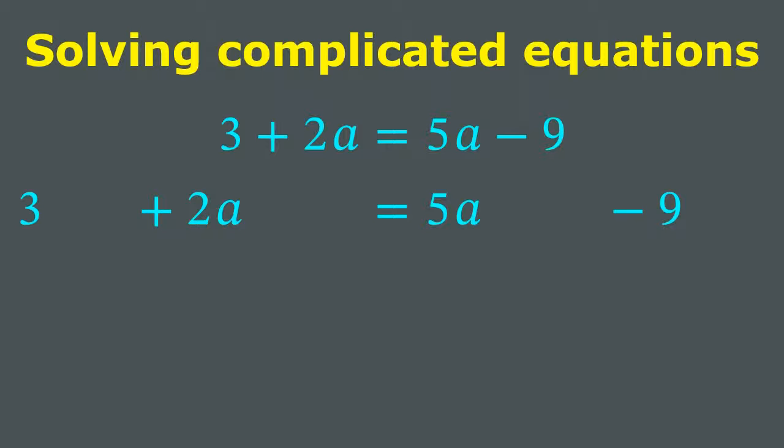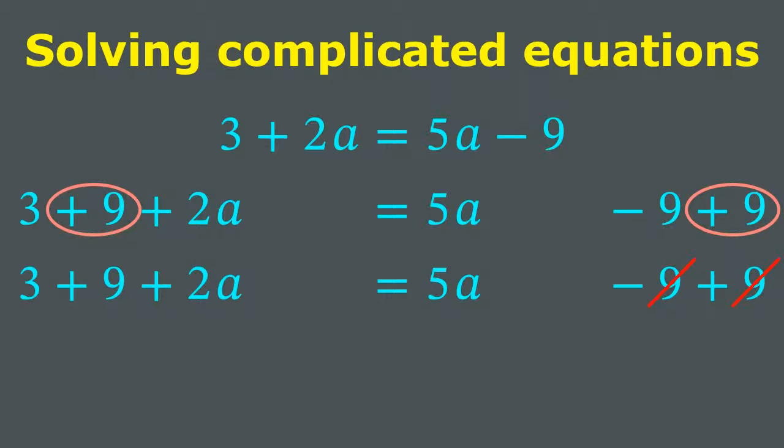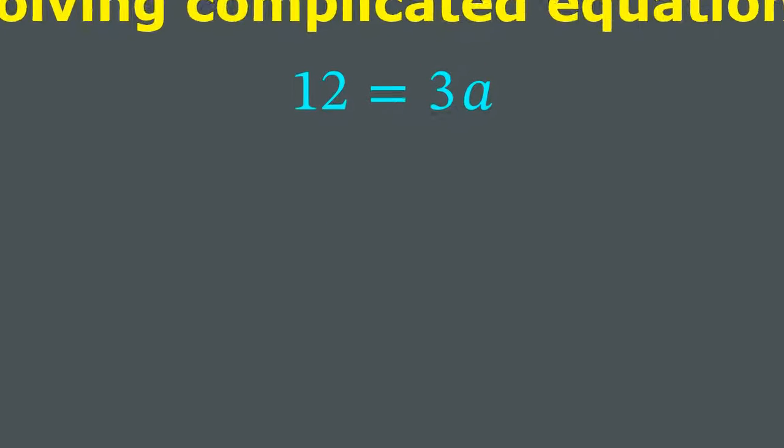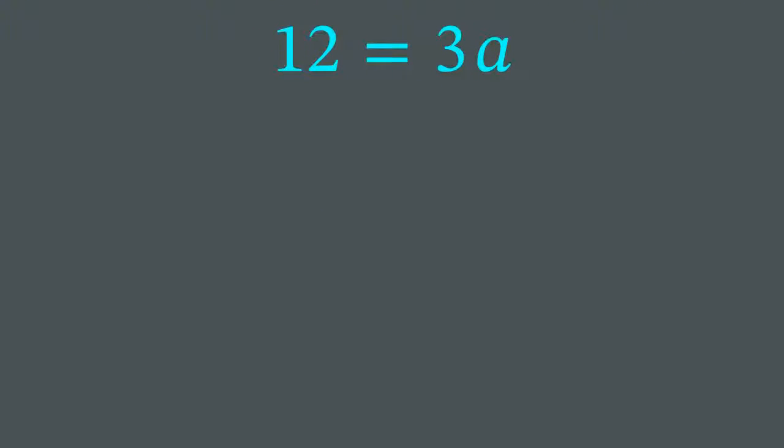This equation has numerical and unknown terms on both sides, so it needs several rearrangements to solve. First, rearrange the numerical terms. To remove -9 from the right-hand side, add 9 to both sides of the equation. Next, rearrange so that the a's are on the opposite side to the number. This is done by subtracting 2a from both sides. Then, rearrange again to make a the only subject of the equation. Since the equation contains 3a, divide the whole equation by 3.